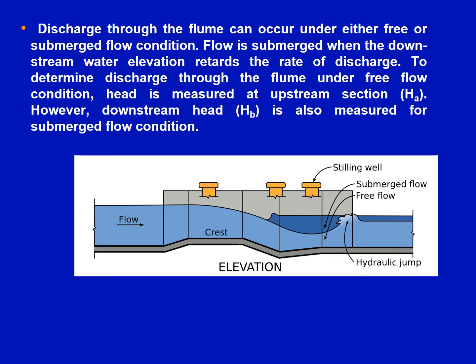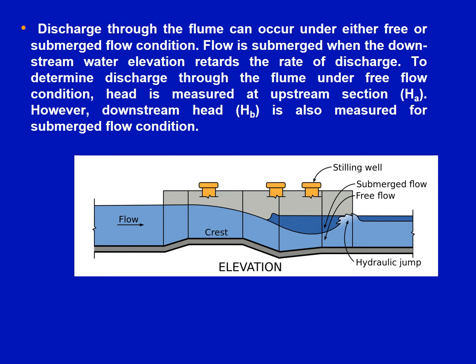Now discharge through a flume can be measured for two conditions. One is the free flow condition and another is the submerged flow condition. Submerged flow is when the downstream water elevation affects or retards the rate of discharge. That means suppose this is the level. Now water is coming to here, it again retards the motion of this, or it is affecting the previous elevation.